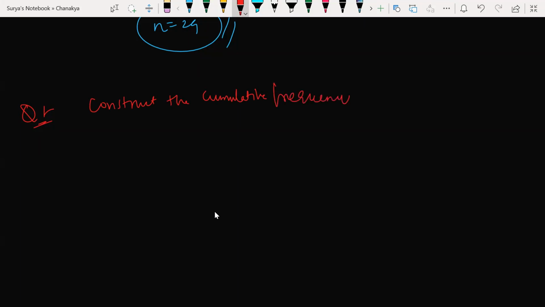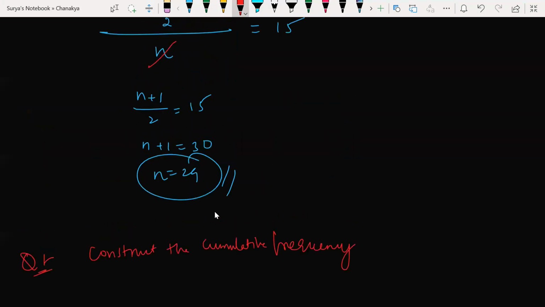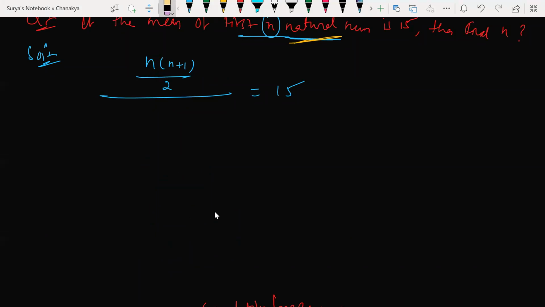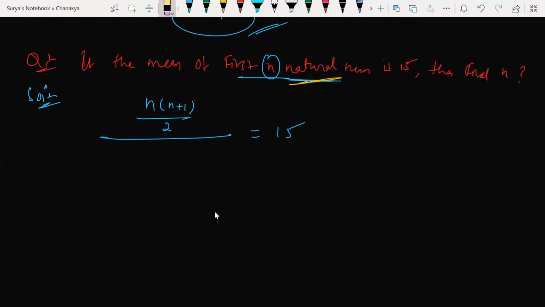Sir, I think I got how to do the question above and get 5. The question we just did. I did it in a way where I got a quadratic equation, and after solving it, for the plus or minus values, the plus value, I'm getting 5. So I took just n into n plus 1 by 2 is equal to 15. But why are we dividing it by n? Because we are taking the first n natural numbers, right?